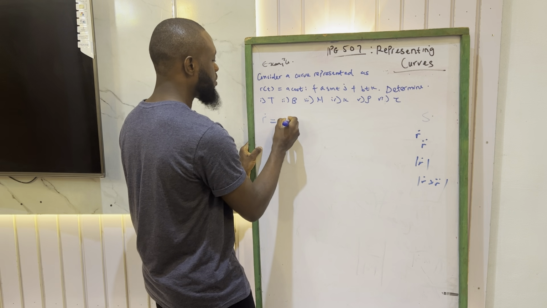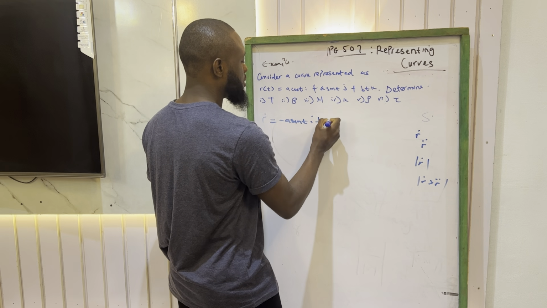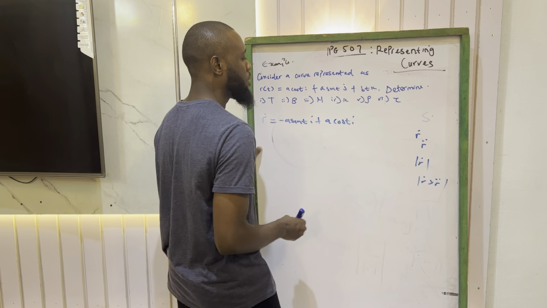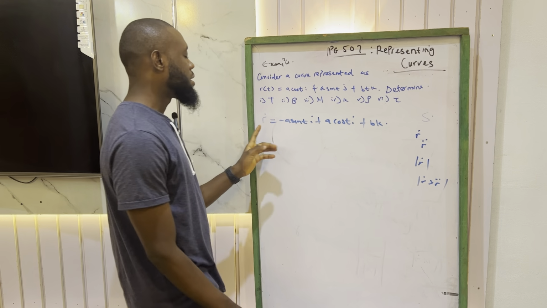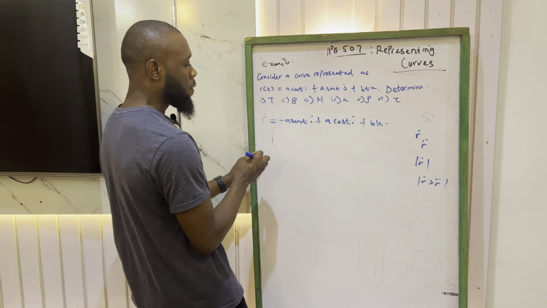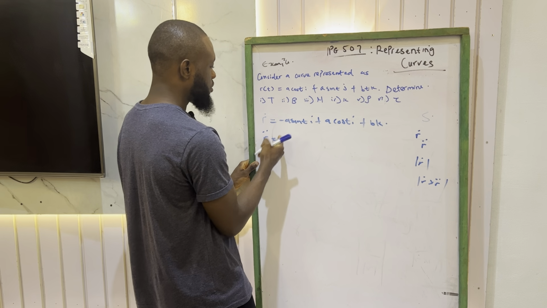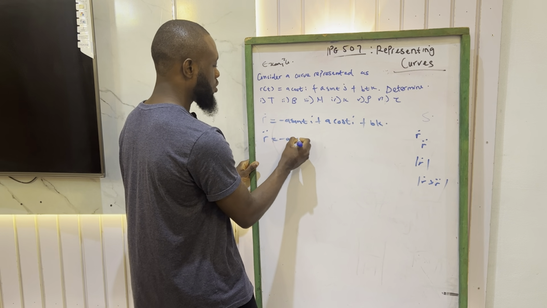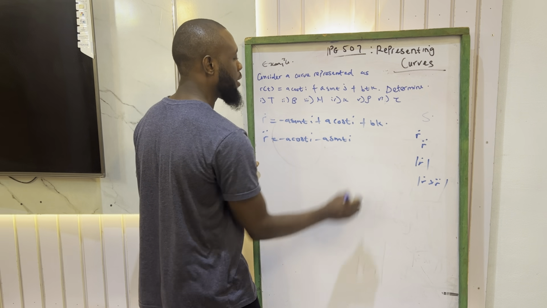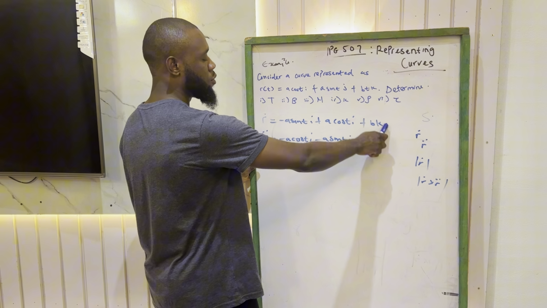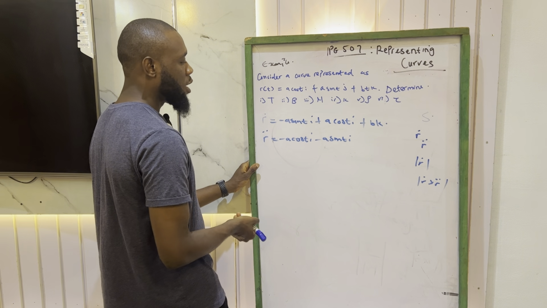So we have r dot equals minus a sin t i plus a cos t j plus b k. So that's our r dot. Then let's just evaluate our r dot dot. So this is going to give us minus a cos t i minus a sin t j. The k component gives us 0 because there's no other term of t here. So let's evaluate the magnitudes.